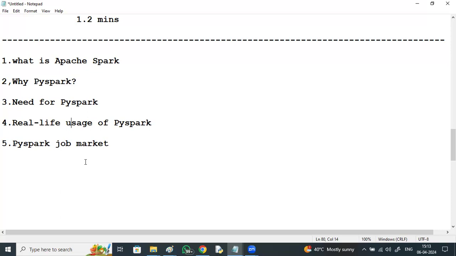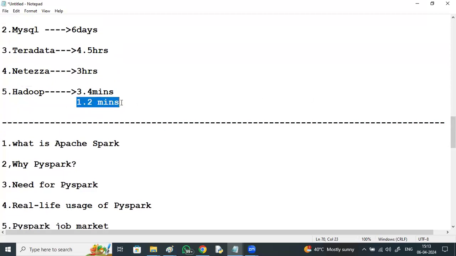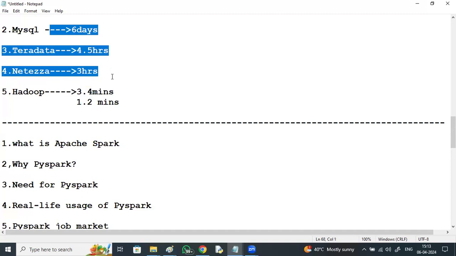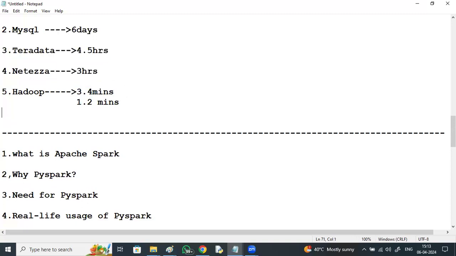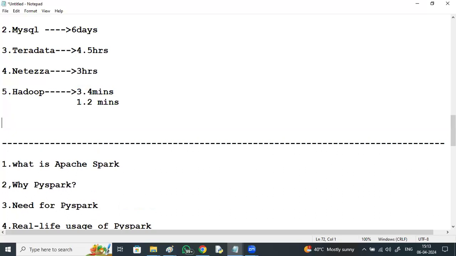So, the PySpark job market. Very high speed processing compared with other technologies. Spark has very high speed even compared to Hadoop. Hadoop takes minutes to hours, but if you talk about the speed of Spark, it is 100 times faster. See the speed of Spark, that's why it is named Spark. So Spark combined with Python is an efficient tool for the world of big data.